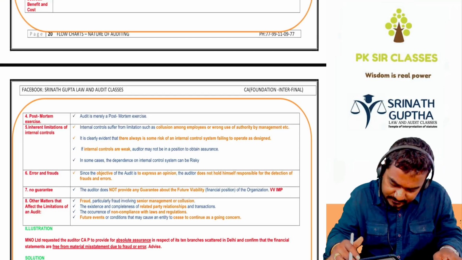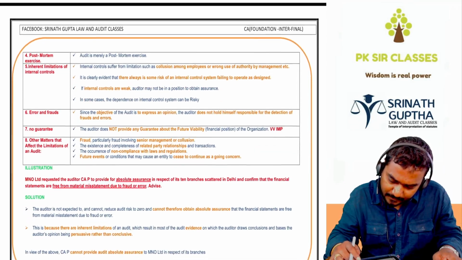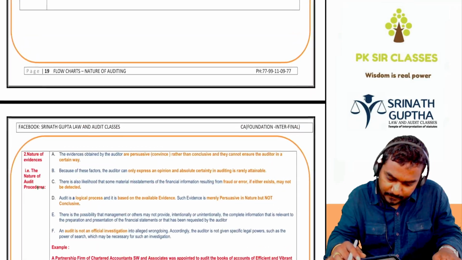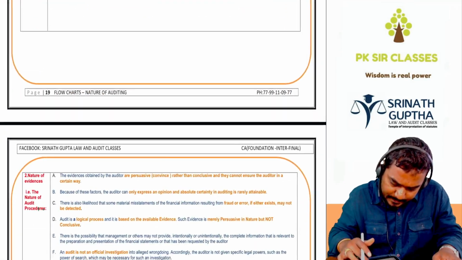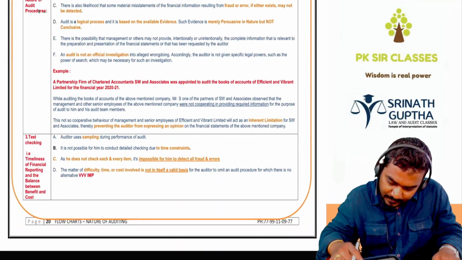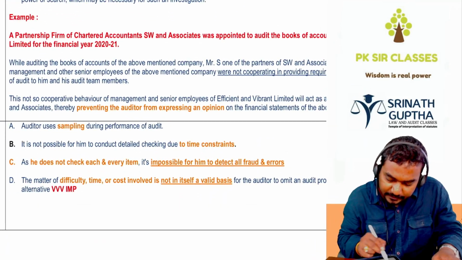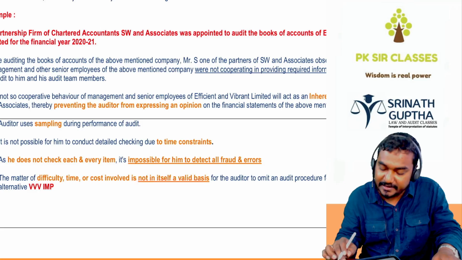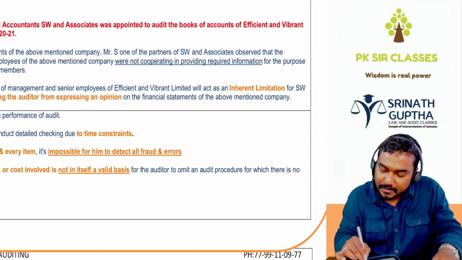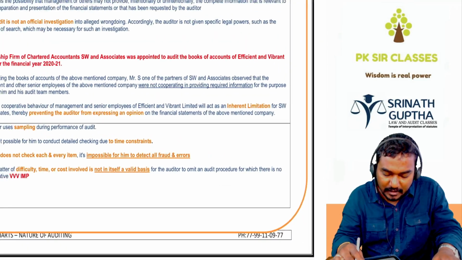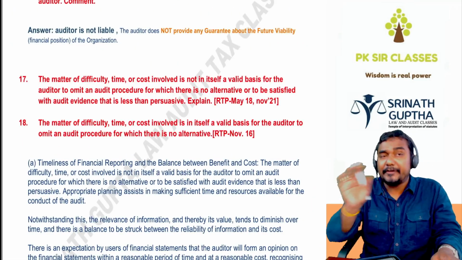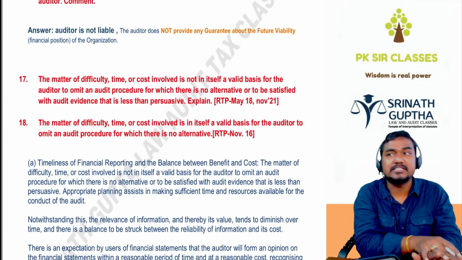Where have we discussed this? Somewhere here only. Timeliness. Look, the matter of difficulty, time and cost involved is not itself a valid basis for the auditor to omit the audit procedures for which there is no alternative. This point is very, very important. So the auditor cannot omit some of the information because it is difficult.